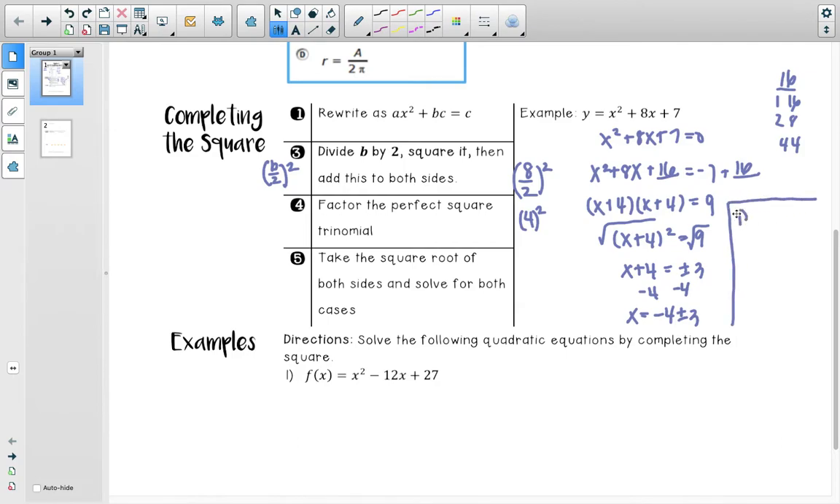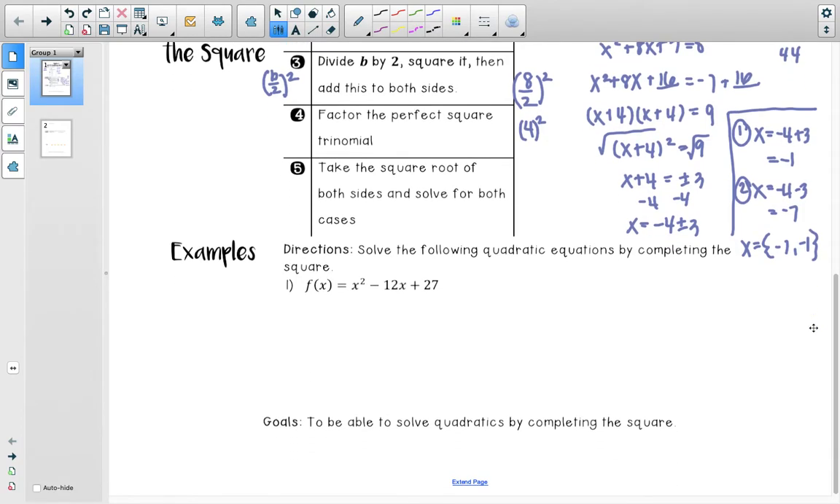Okay, so answer 1 is going to be x equals negative 4 plus 3, and we know that equals negative 1. And then the second answer is when you subtract, you get negative 4 minus 3, which is negative 7. So our 2 answers are negative 7 and negative 1. Okay, so again, this method's really weird, but it's a method that you have to be taught.